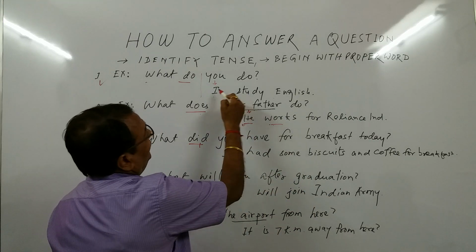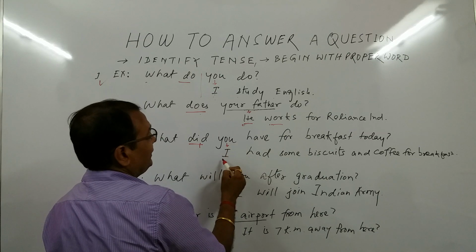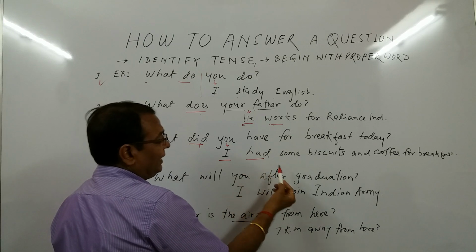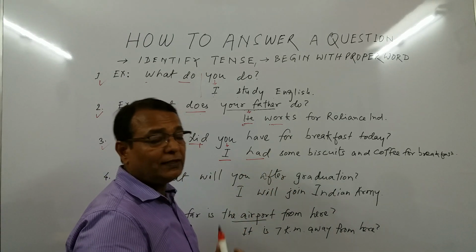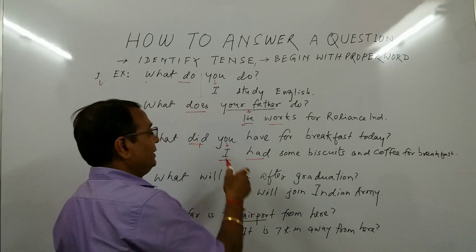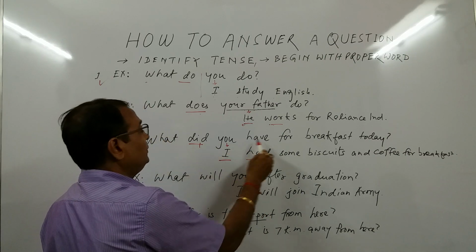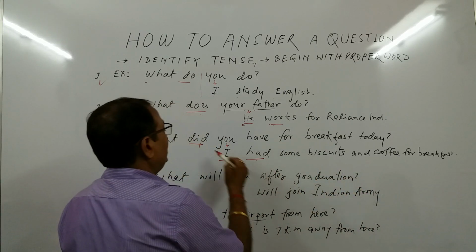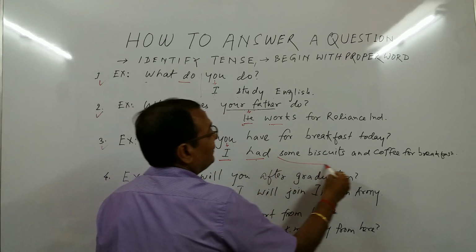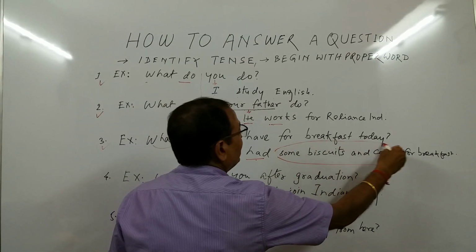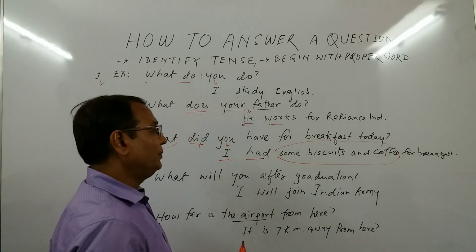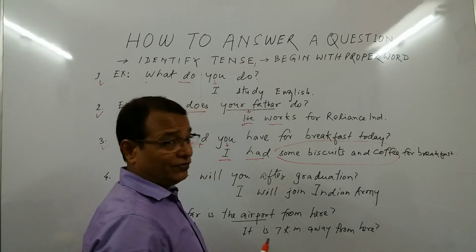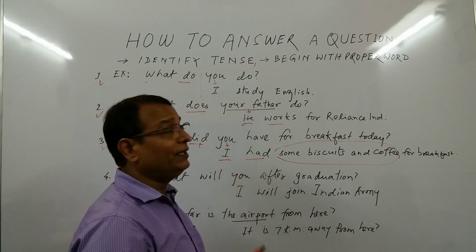Then you becomes I. Since it is a past tense question, you say had, you do not say have. This is the mistake people make here. So you have to write, I had some biscuits and coffee for breakfast. Here instead of the question word, you are putting some biscuits and coffee, the objects that you have consumed. See, the situation is very easy. When people ask you a question, you have to identify the tense first. After identifying, you have to understand how to begin that answer.